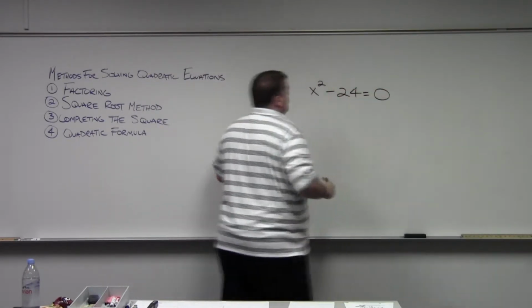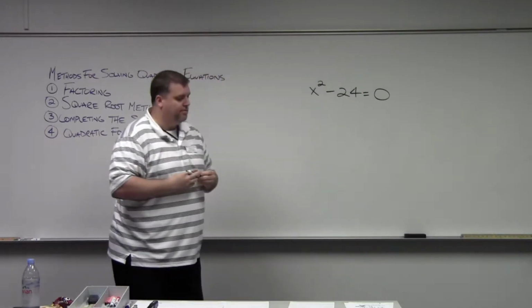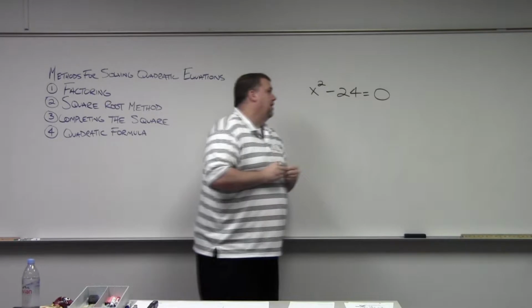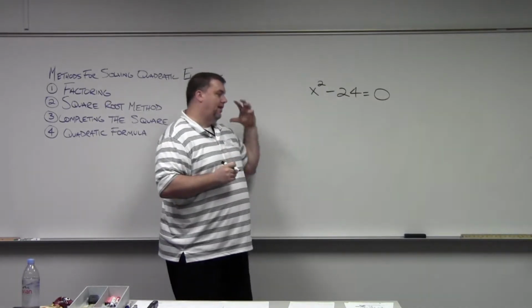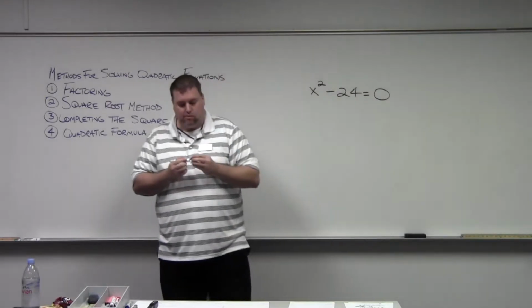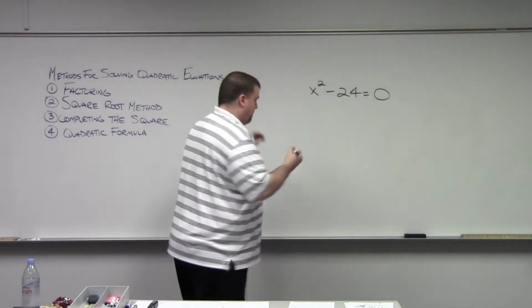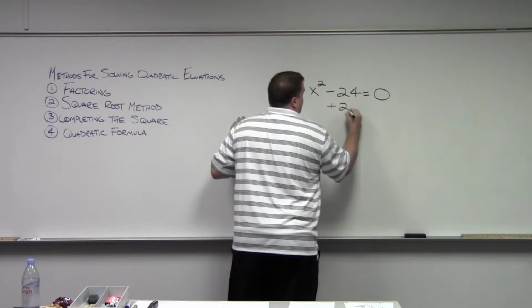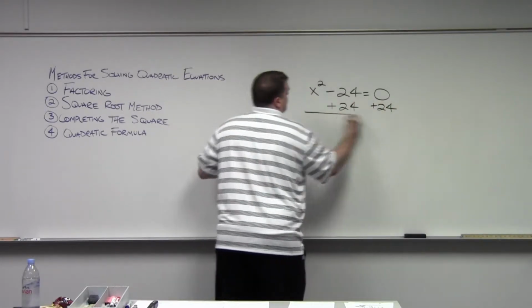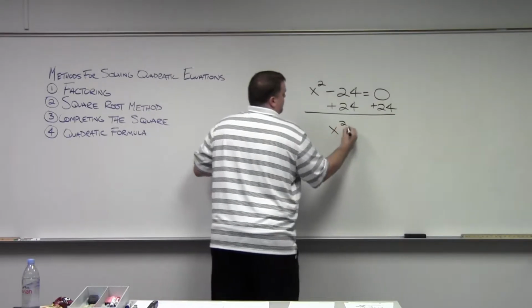The next one says we need to solve this by the square root method. In order to do the square root method, you have to get the term that's being squared isolated. So how can I get x squared isolated? What would I need to do? Good. Let's add 24 to both sides. So x squared equals 24.